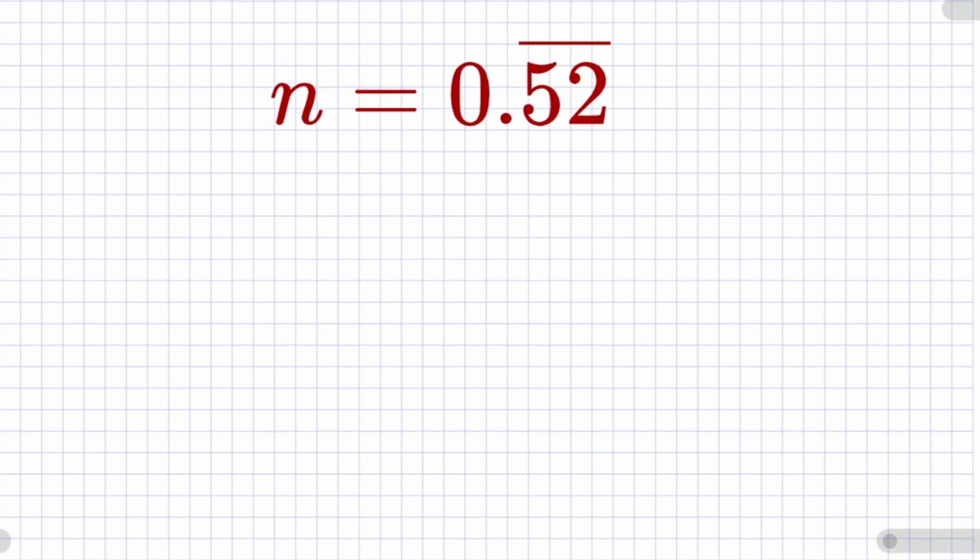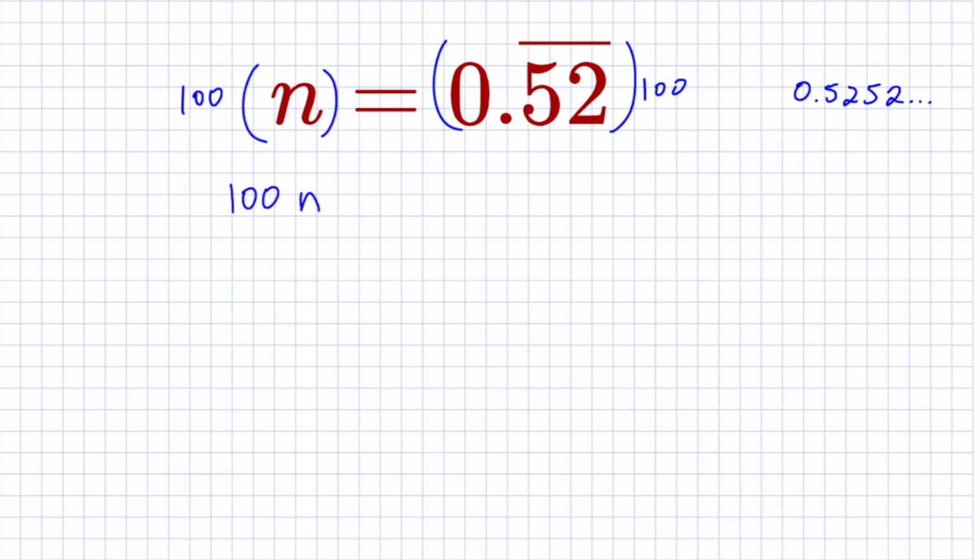Let's try another one. What if I have a number where 2 of the decimal places are repeating over and over? This number is 0.52, then another 52, and it keeps going with the 5 and the 2. Using the technique we learned in the last example, we want to multiply both sides by something that's going to get the decimal point past the first repetition. So I need to get this decimal point over here, past the 2. You may have guessed it, that we should multiply both sides of this equation by 100. So I'll multiply the left by 100 and the right by 100.